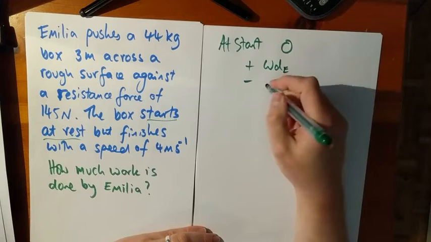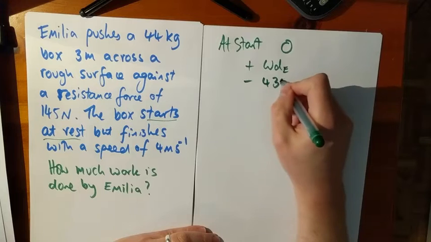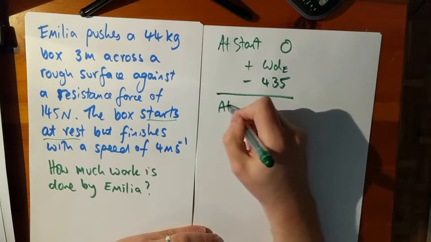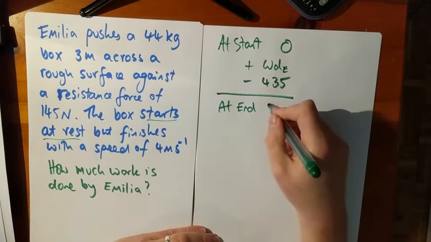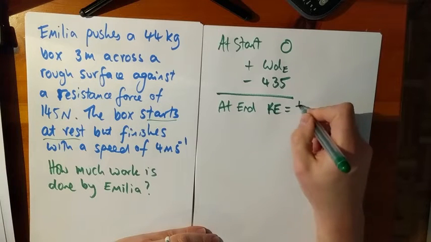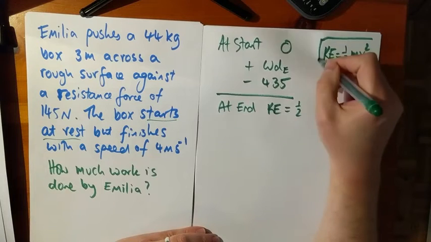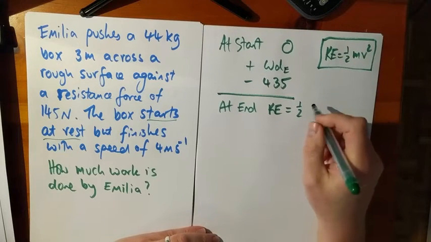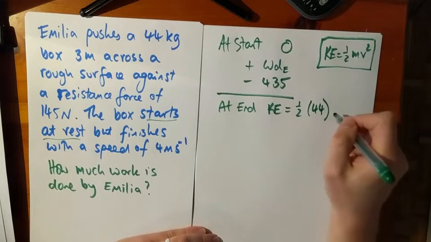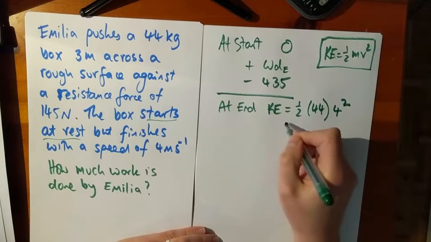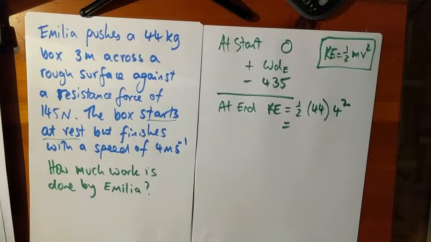We're going to take away the work done by resistance, which again is 145 times 3 meters, which is 435 joules. And at the end, we have a speed of 4 meters per second. So we can calculate that. Kinetic energy is always 1/2 mv squared. So here we have a half times the mass of the box, which is 44 kilograms, times the velocity at the end, which is 4 squared.